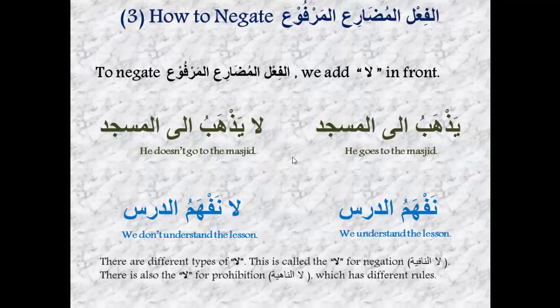There are different types of la in Arabic. This is called la النافية. La for negation, or la للنفي. There's also la for prohibition. La الناهية, which is for prohibiting, for telling someone not to do something. La تذهب. Don't go to the masjid. And that's a different type of la. And that has its own set of rules, which we will learn in the future too. So remember, to negate al-fi'l mudari', we just add a la in the front of the verb. It's very, very straightforward.